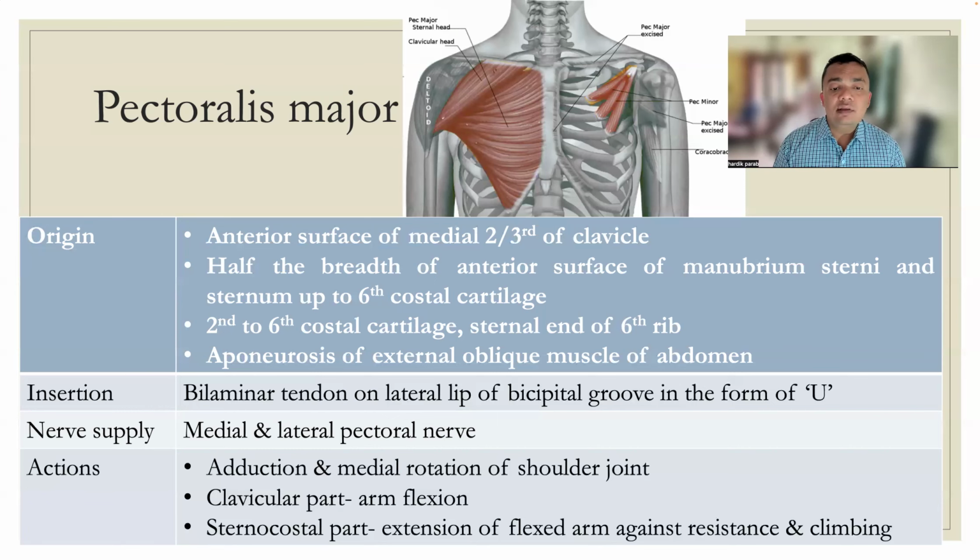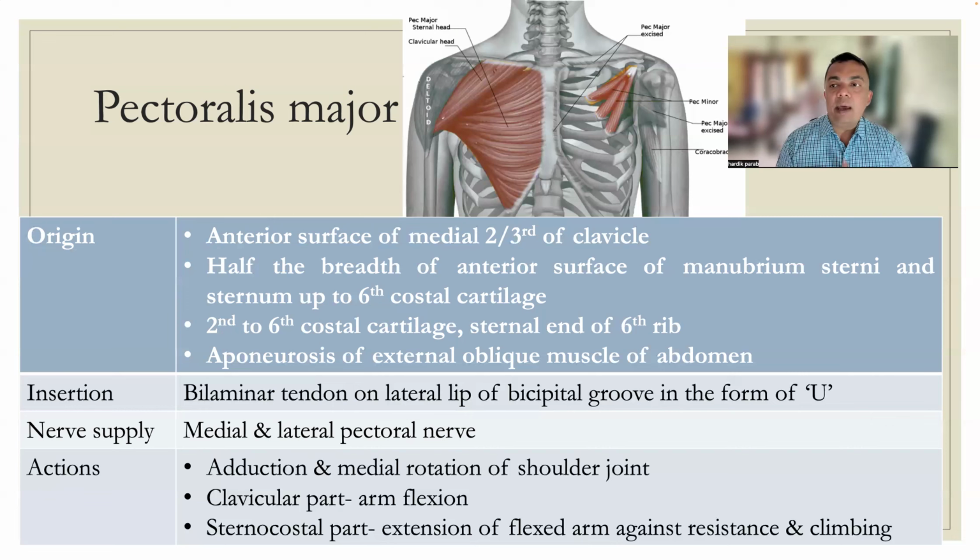Then there is the aponeurosis of the external oblique muscle of the abdomen. The abdominal external oblique muscle has an extra attachment named the aponeurosis. From that same aponeurosis, pectoralis major fibers also originate.